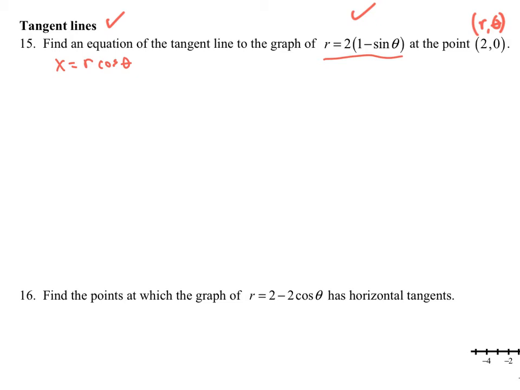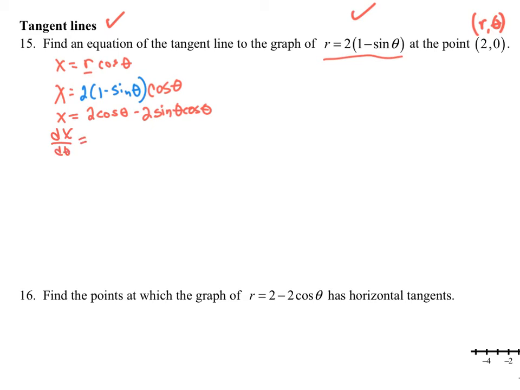So what I do is I take out this r and I replace it with exactly that. I replace it with this 2(1 minus sine of theta), and then I still have my cosine of theta. And so why would I do this? Well, we're going to need dx/d theta first. So when I take my derivative here, well, maybe I should simplify this first. So there's simplified.